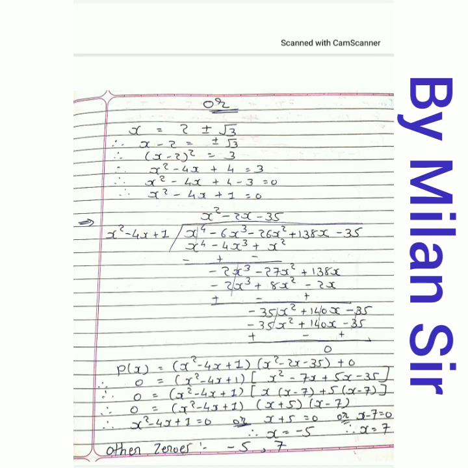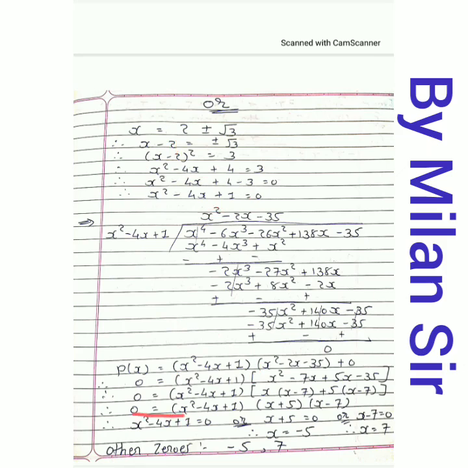I do not factorize this first bracket because we already know its zeros. In the question it is given that two of the zeros of the polynomial are 2 plus or minus root 3, and from those two zeros we get x square minus 4x plus 1. So I do not factorize this bracket, because the zeros of this bracket we already know, right?